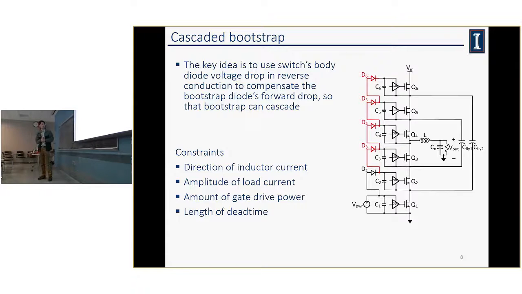But in practice, there are a number of constraints. This overcharging mechanism depends on the direction of the inductor current, the amplitude of the load current, the amount of gate drive power, as well as the length of the diode chain.